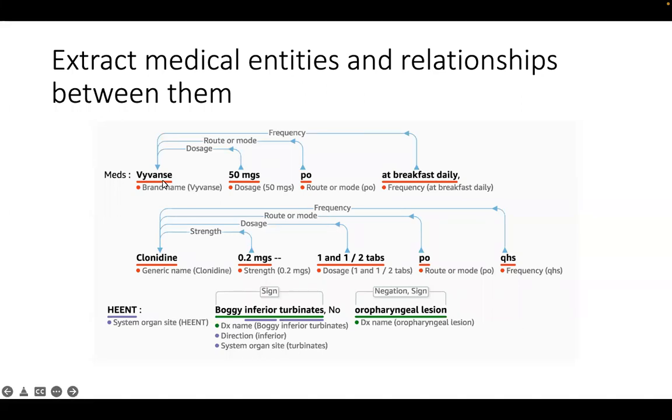A sample output is shown here. The API will extract from a given piece of text the name of the medication, the dosage, the route or mode, whether it is taken orally, and then how frequently it is taken, whether it is in the form of a tablet, to be taken daily, or is it taken every hour, every 4 hours? What are the different anatomies mentioned in the piece of text, whether they are negated or not?